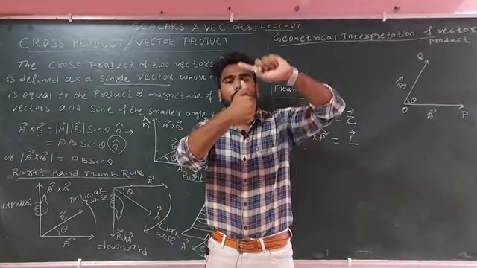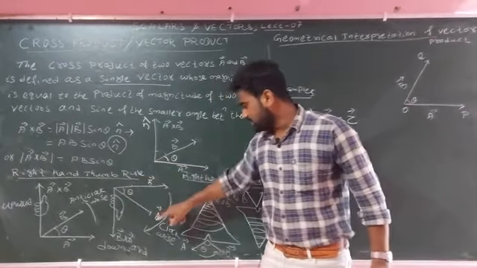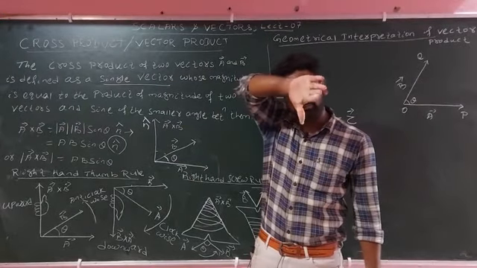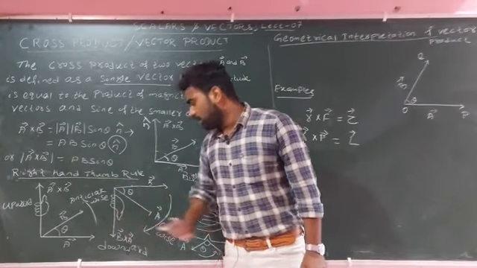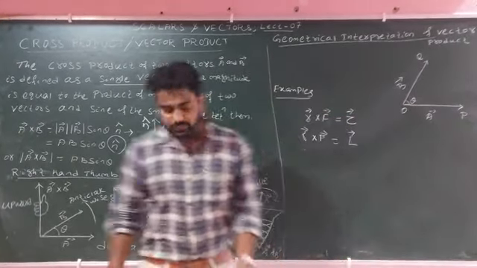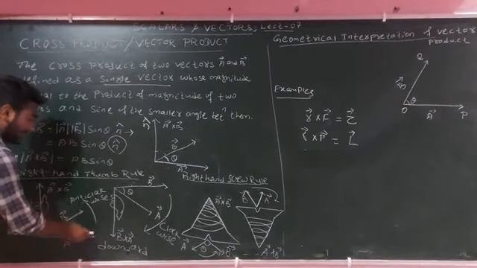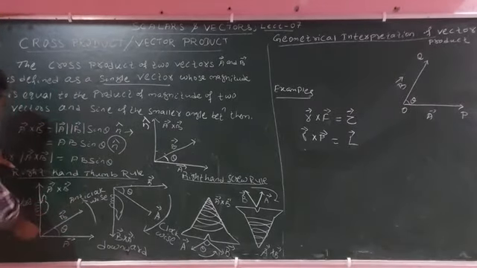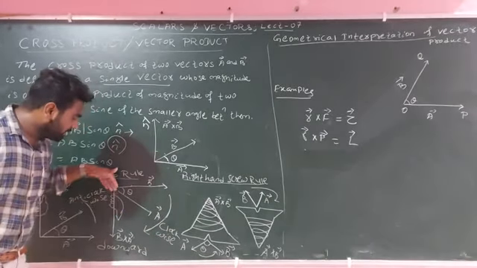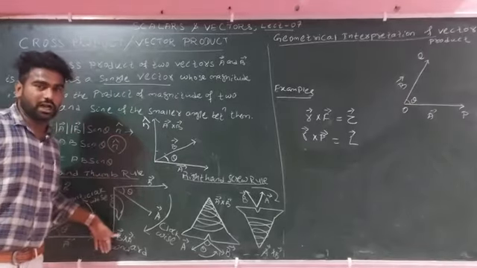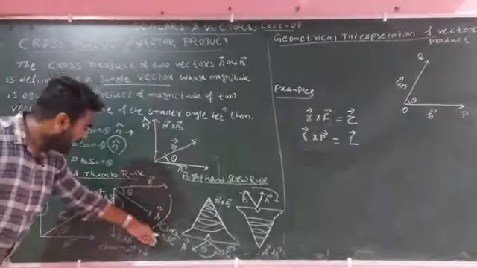The thumb finger gives the direction of A cross B. Similarly, if we curl the fingers from B to A through a smaller angle, then the thumb finger gives the direction of B cross A. Here, if we move from A to B through a smaller angle in anti-clockwise, then the direction of A cross B is upward, and if we move through a smaller angle from B to A in clockwise, then the direction is downward. Anti-clockwise gives upward, clockwise gives downward.